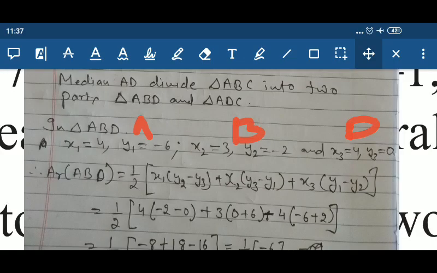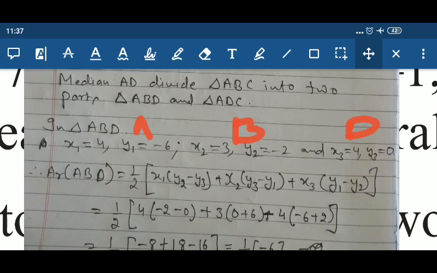In the first step we find the area of triangle ABD. We compare the coordinates of A with x1, y1, B with x2, y2, and D with x3, y3, and we use the formula of the area of a triangle, which equals half of x1(y2 minus y3) plus x2(y3 minus y1) plus x3(y1 minus y2). Now put in the values of x1, y1, x2, y2 and x3, y3.